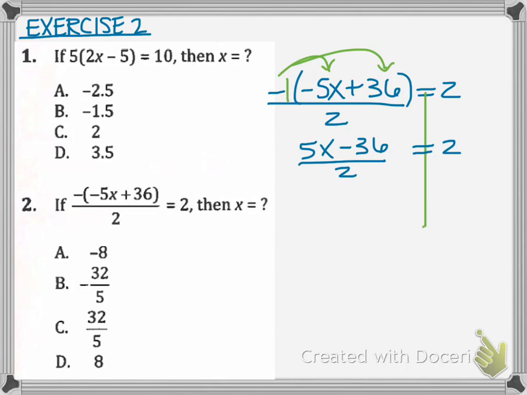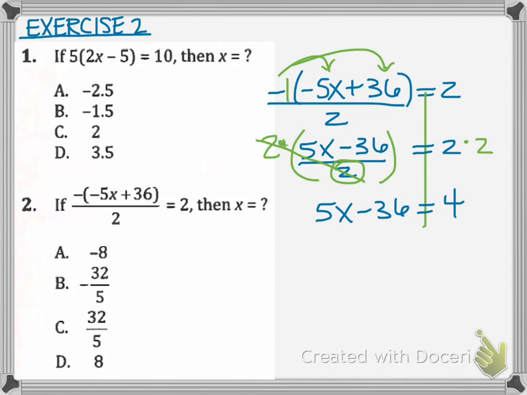Now, if you ever have a denominator, you can get rid of it by multiplying both sides by the denominator. So my denominator is 2, so I'm going to multiply the left side by 2, and I'm going to multiply the right side by 2. On the left side, these 2's cancel. So on the left side, I just have 5x minus 36. On the right side, I have 2 times 2, which is 4.